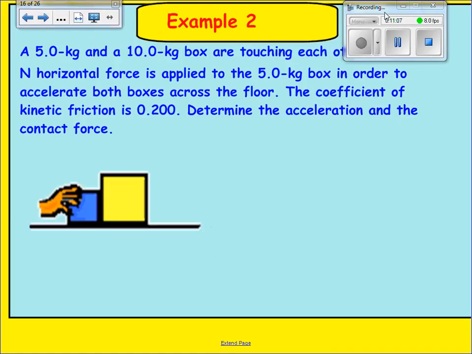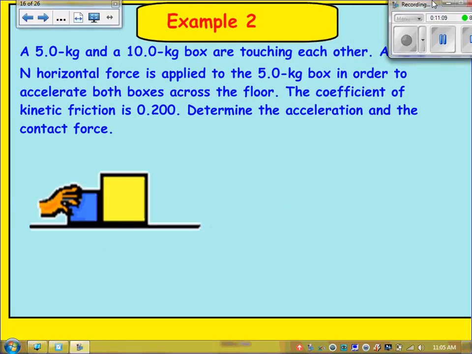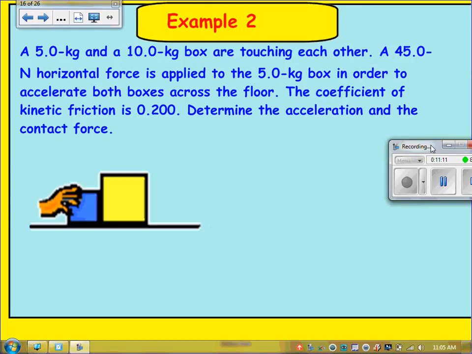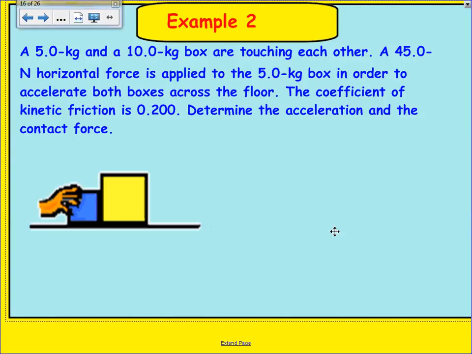All right, notice in this example right here, we are looking at the same exact situation, only now we're adding friction. So a 5 kilogram and 10 kilogram box are touching each other just like before. A 45 Newton horizontal force is applied to the 5 kilogram box in order to accelerate both boxes across the floor. Now the coefficient of friction we're told is 0.200. Once again, determine the acceleration and the contact forces.